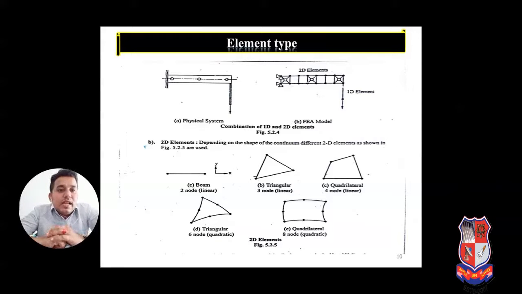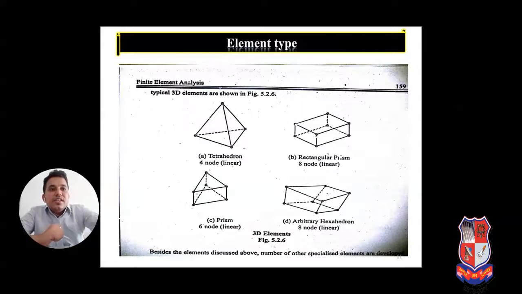Another type is the 2D element. 2D elements come in different varieties: beam with 2 nodes, triangular with 3 nodes, quadrilateral with 4 nodes, triangular with 6 nodes, and quadrilateral with 8 nodes also. As we increase the number of nodes, we get more exact and finer results in the analysis.